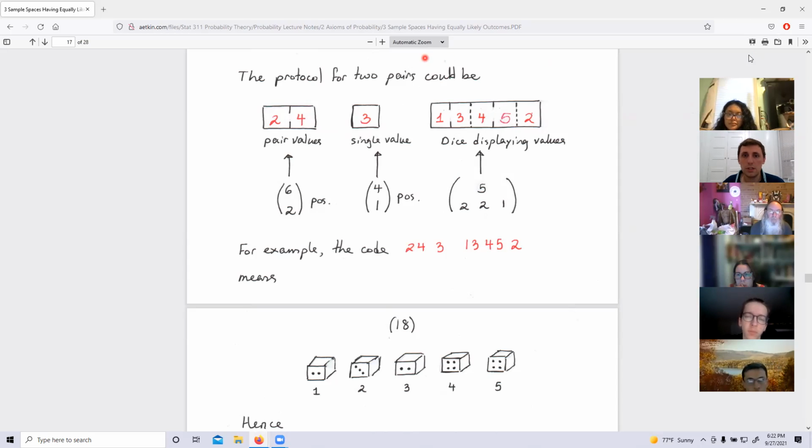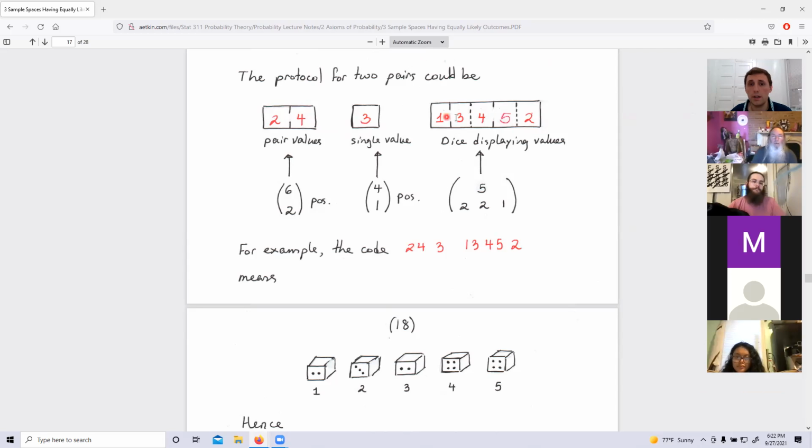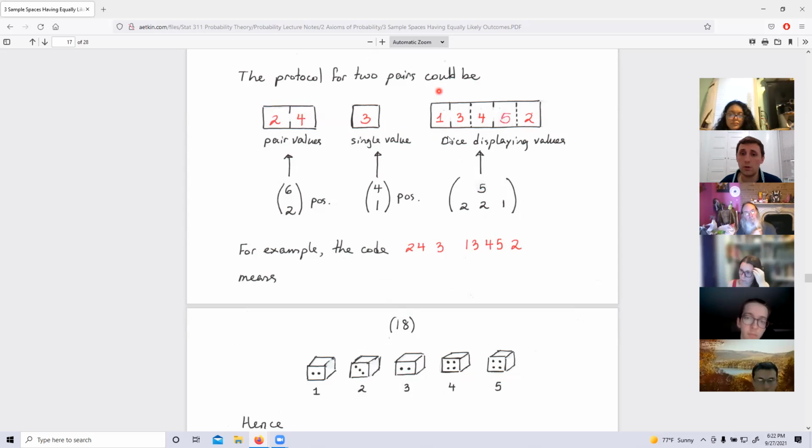Do you agree, guys? Yes, you see what I do. So for instance, 1 and 3 display the number 2. You see how I read it? 4 and 5 display the number 4. Die number 2 displays the number 3. So my code works. You could come up with different codes, but the point is my code works.